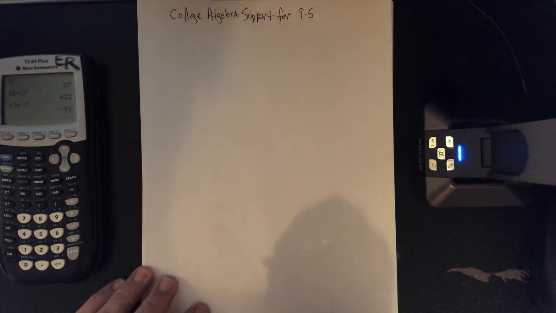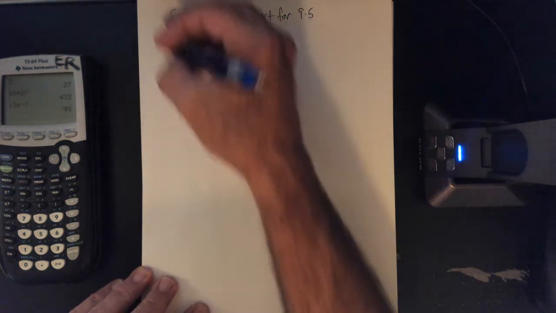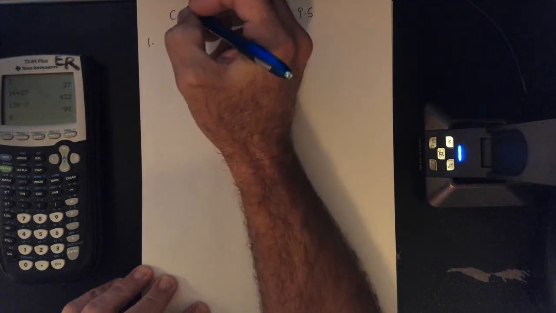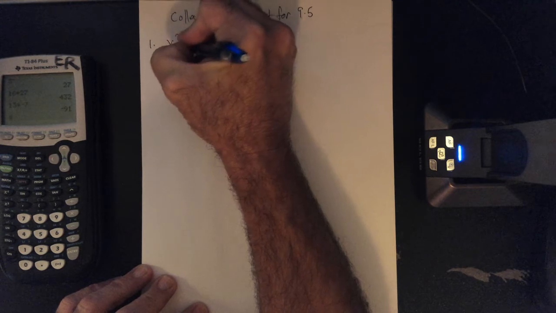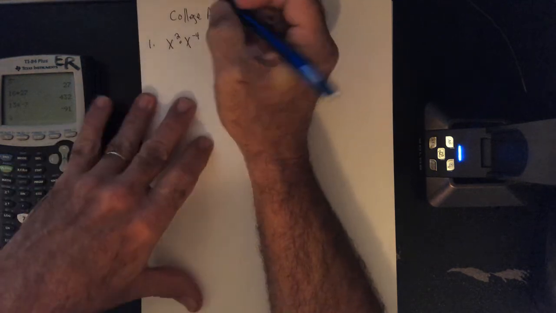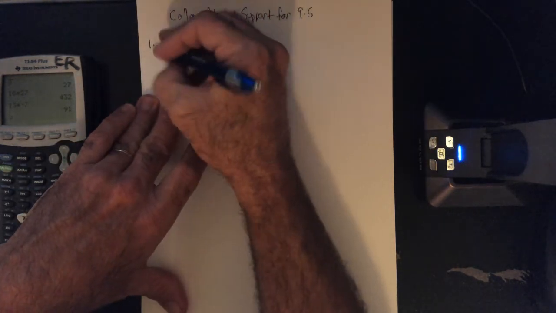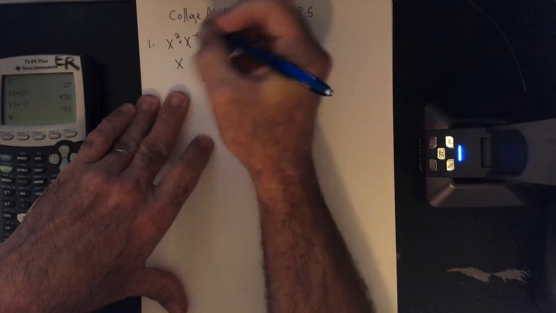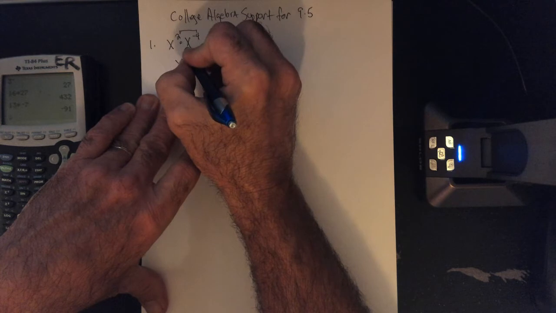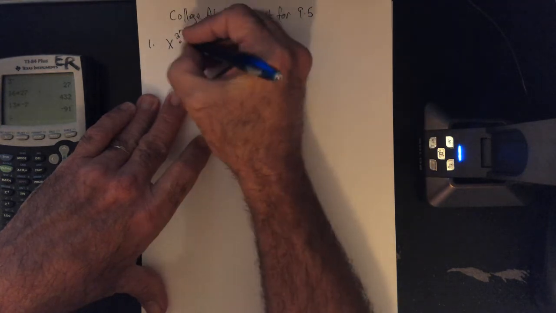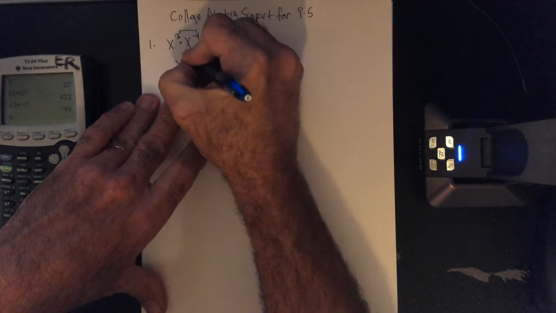Alright, y'all, this is called Geometry Support for 9.5. So number 1 wants me to multiply and simplify. I've got x to the 2nd times x to the negative 4th. Since I'm multiplying x's times x's, I'm going to bring down the x and add the exponents. When you multiply variables times themselves, you add the exponents. Well, 2 plus negative 4 gives me a negative 2.